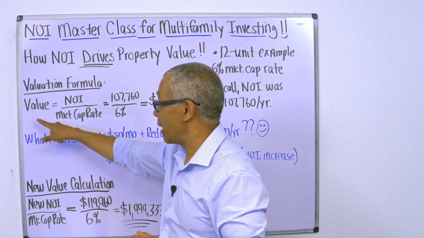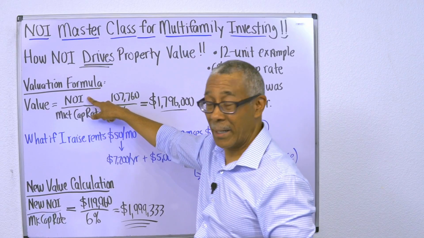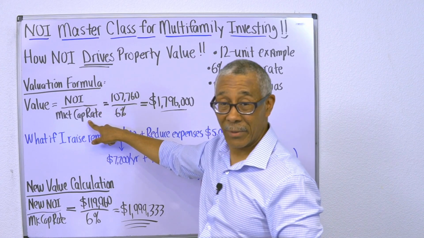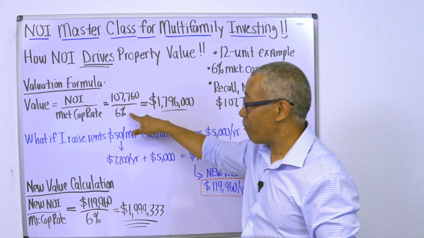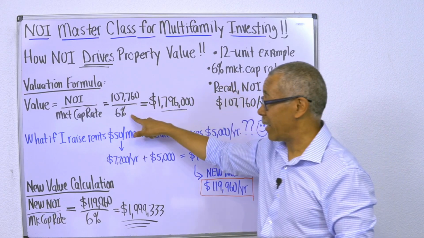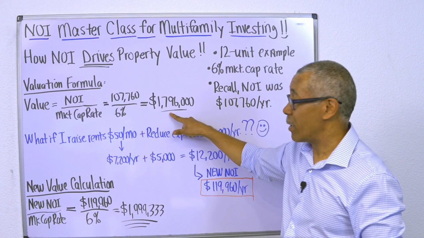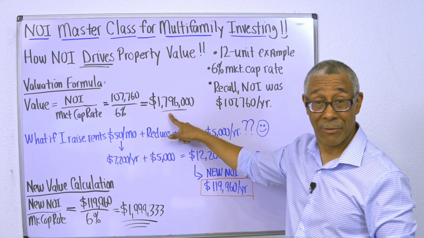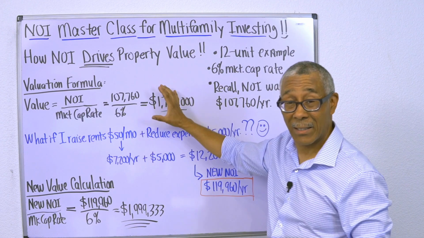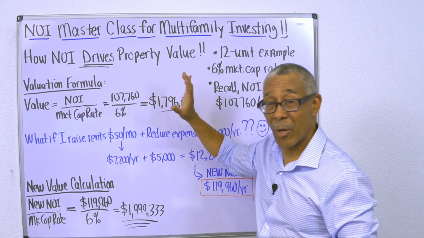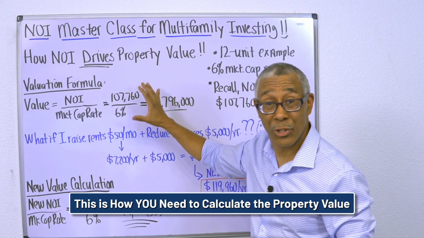This is how you value a property based upon the NOI. Here's the formula: the value of the property equals the NOI divided by the market cap rate. I have the NOI, 107,760, and a market cap rate of 6%. You do the math, and the current property value is $1,796,000. This is how banks calculate the value of your property. This is how appraisers calculate it, and this is how you should do it as well.